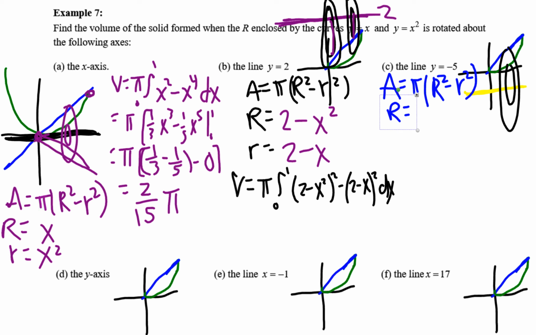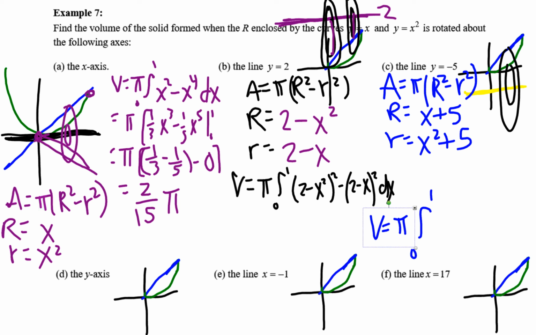Big R, top minus bottom. So it's x minus -5. Okay, little r, here to here. So it's going to be x squared minus -5. Okay, and then our volume, pi, times the integral from 0 to 1, big R squared minus little r squared dx.